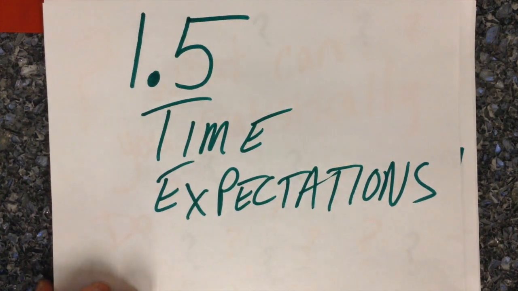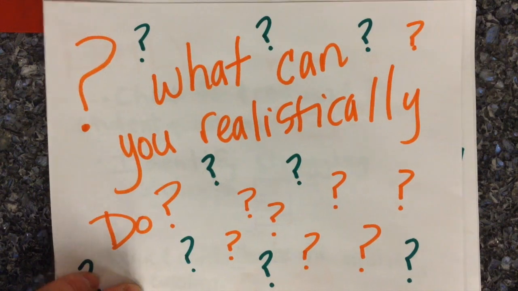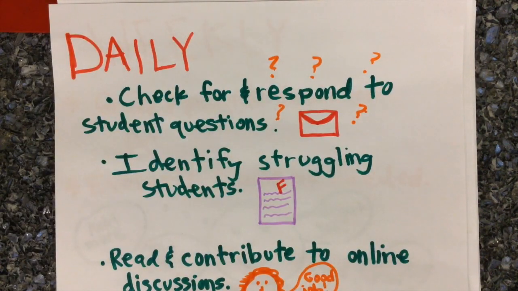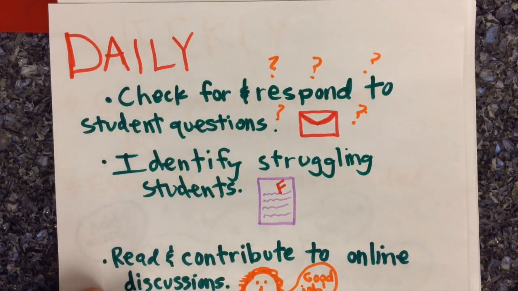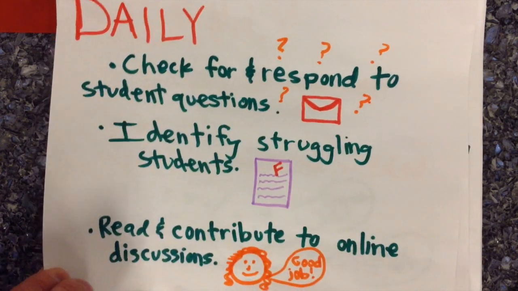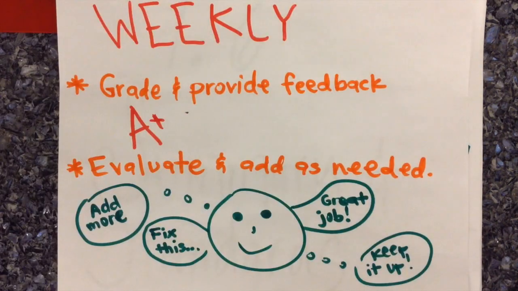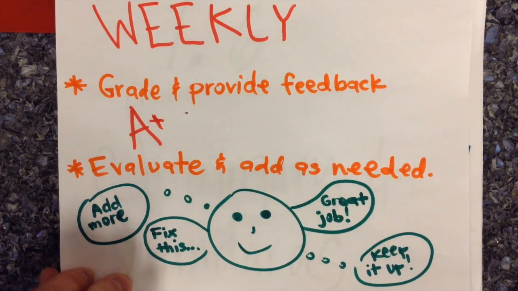Section 1.5, Time Expectations. What can a person realistically do? Daily, you should check for and respond to student questions and identify struggling students. Also, read and contribute to online discussions. Weekly, you should grade and provide feedback, evaluate, and add to your course as needed.